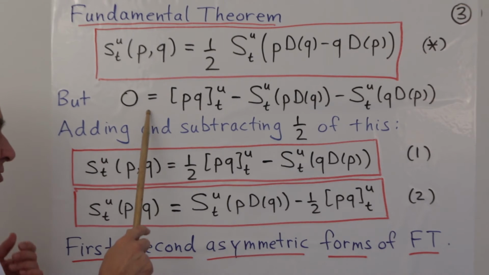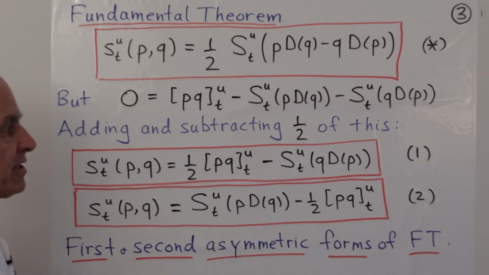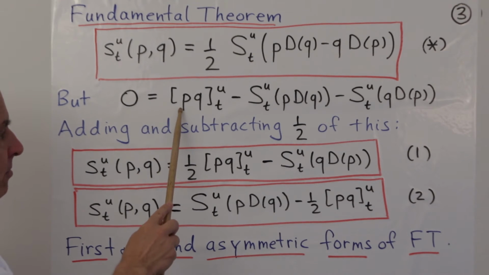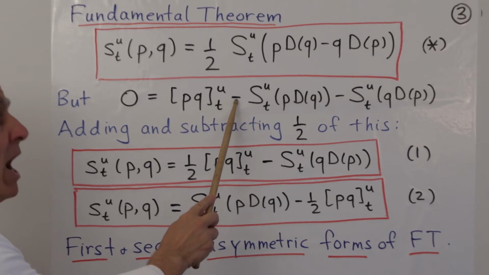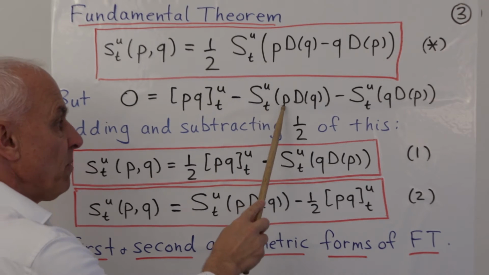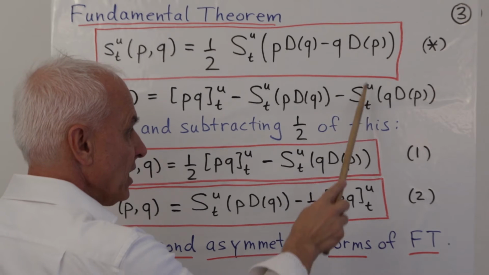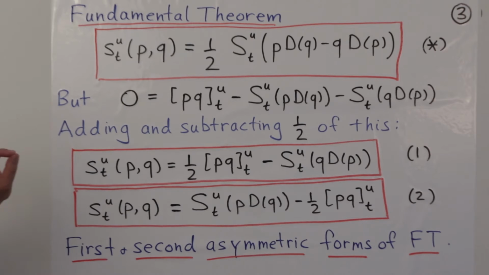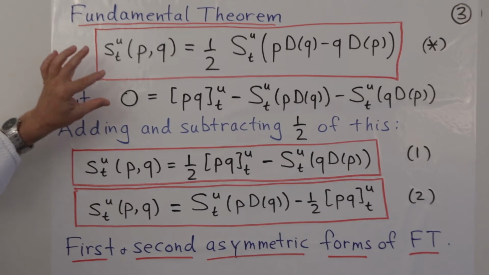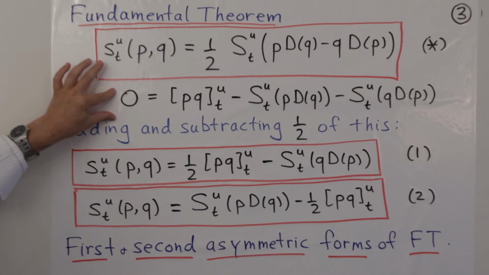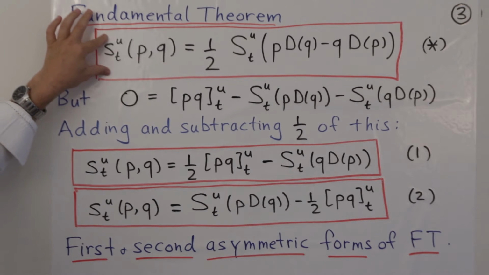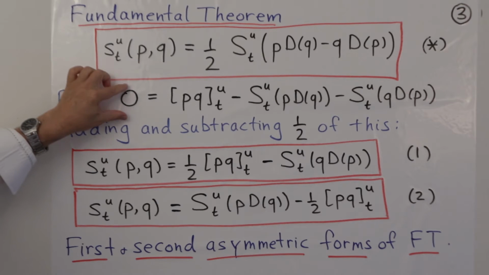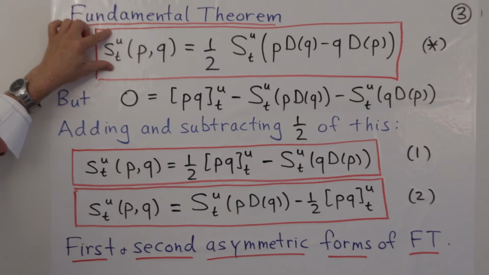So here is our integration by parts formula, just rewritten a little bit so everything's on one side. 0 equals pq from t to u minus s from t to u of p dq minus s from t to u of q dp. Now what we're going to do is add and subtract 1/2 of this formula to this formula. So let's see what happens when we add half of this to this.